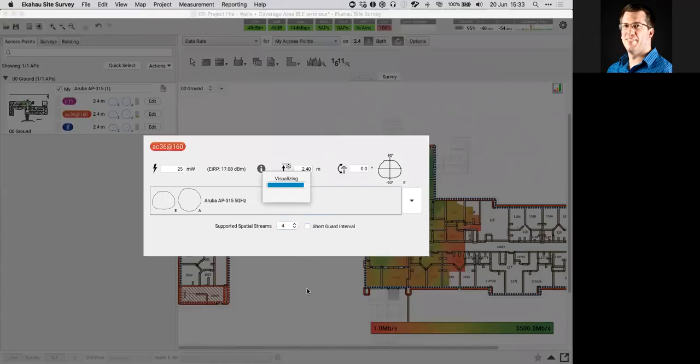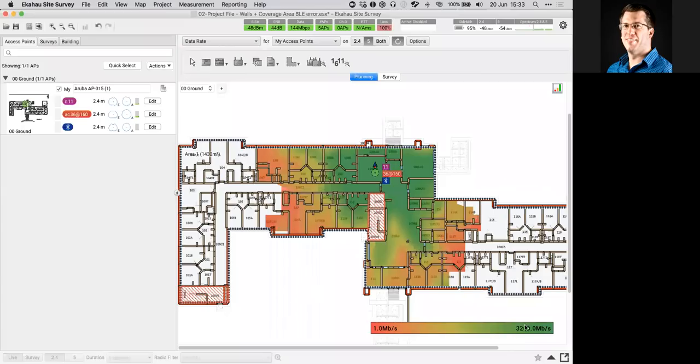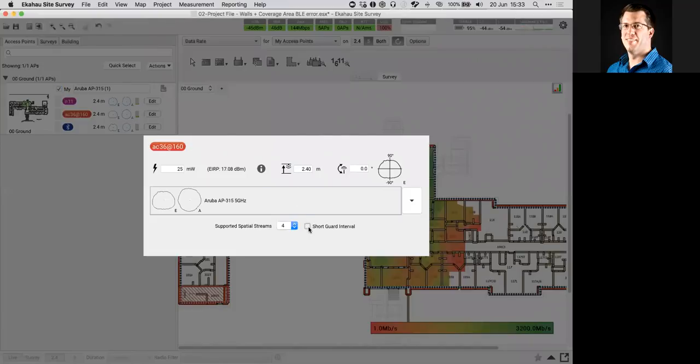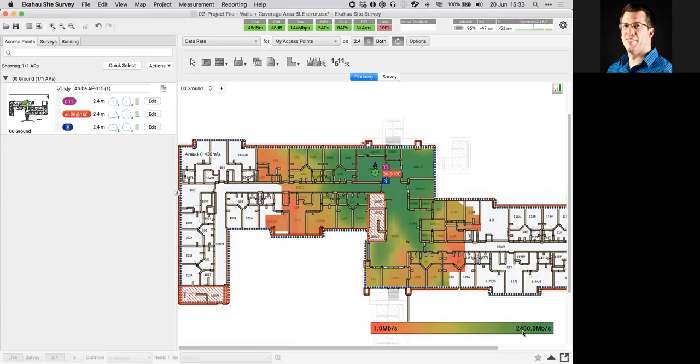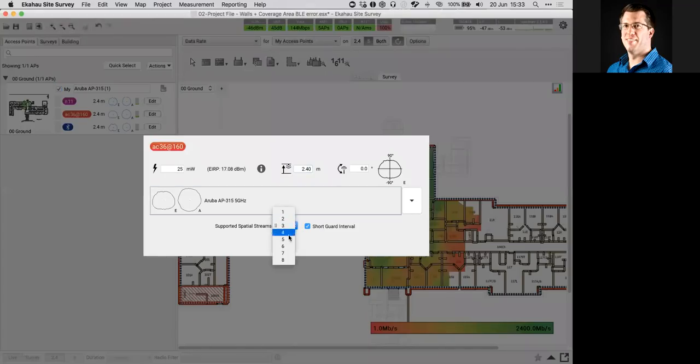So if we untick this, you'll see that the maximum data rate drops back to 3.2 gigabits per second, because there's additional protection mechanisms in there to make the encoding and modulation more robust, just because we've changed from short guard to long guard interval. Even if I change the spatial streams to 3 spatial streams, that's had a big impact on what this real world throughput maximum could be, 2.4 gigabits per second. So let me set that back to the 4 spatial streams.